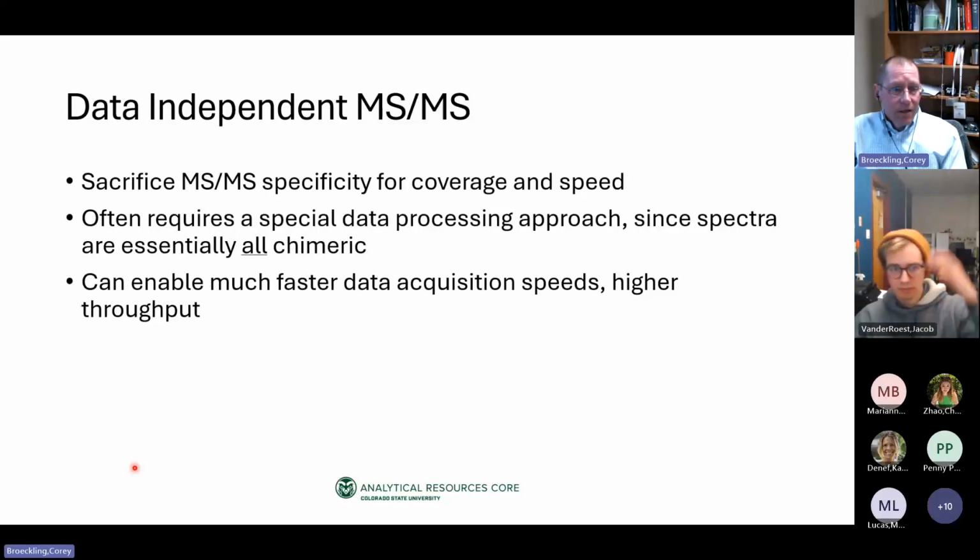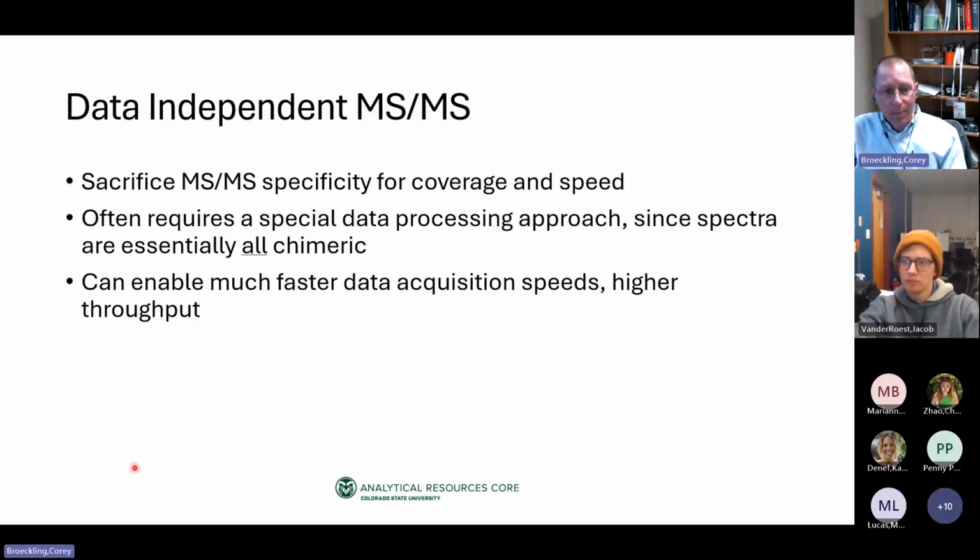So DIA, as a quick overview, sacrifices MSMS specificity to get improved coverage and speed. And we use these in metabolomics approaches. We use these in proteomics approaches. It does require special data processing. The spectra that you develop, even though they may contain all the same signals as a traditional DDA type spectrum or a targeted MSMS spectrum, can't be handled in exactly the same way. So we'll use special software and data analysis approaches to deal with that.